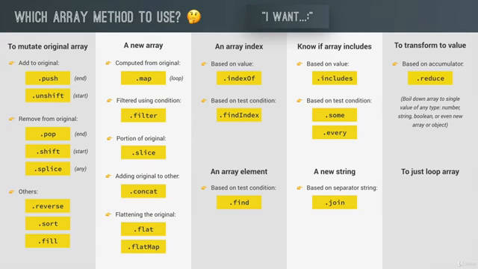Now, if all we want to do is to just loop over an array without producing any new value, we use the forEach method. So remember, this one does not create a new array, and in fact, it doesn't create any new value. All we do in the forEach method is to basically just do some work, but not produce a new value. All right, and that's it. That's an overview of all the 23 methods that we can use on arrays.